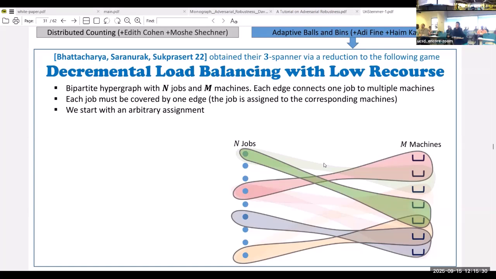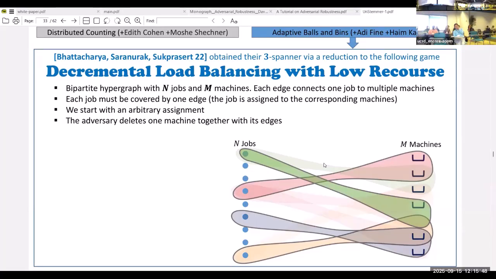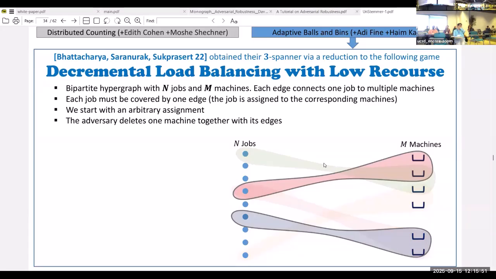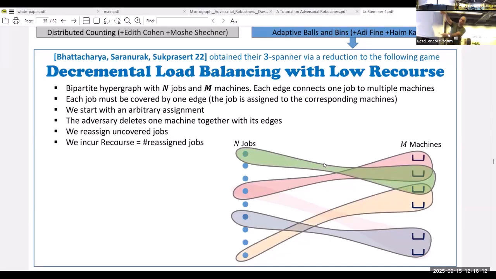So you need to choose some initial assignment. Then the adversary sees the assignment that you chose and decides on a machine to destroy. The adversary kills this machine, it goes away, and then all of the hyperedges that touch it also go away. So this edge goes away, but also the other edges which are not selected in the current assignment are going away. As a result, some of the jobs now become uncovered, right? I need to recover them. So for every uncovered job, I need to choose a new hyperedge to cover it, and I pay a price for every reassignment. In this example, these 2 jobs became uncovered.